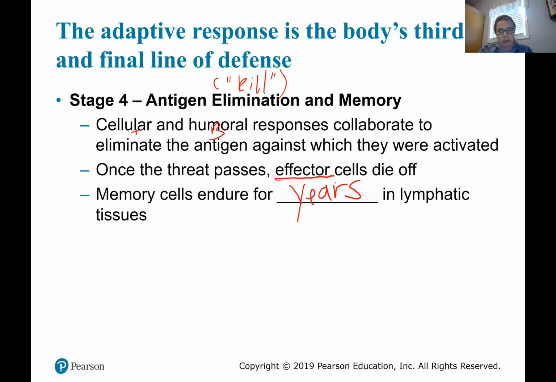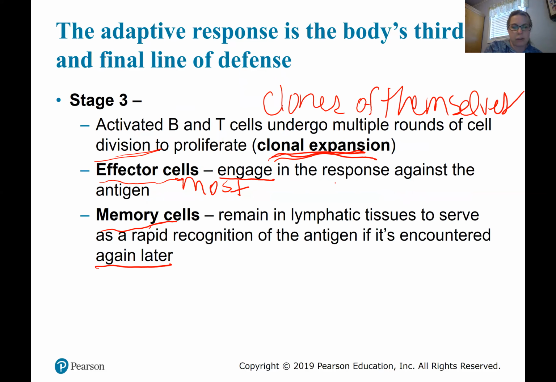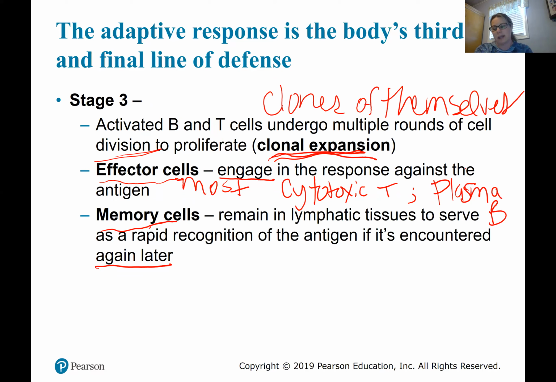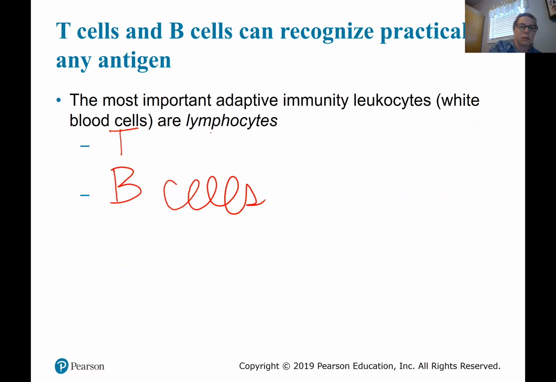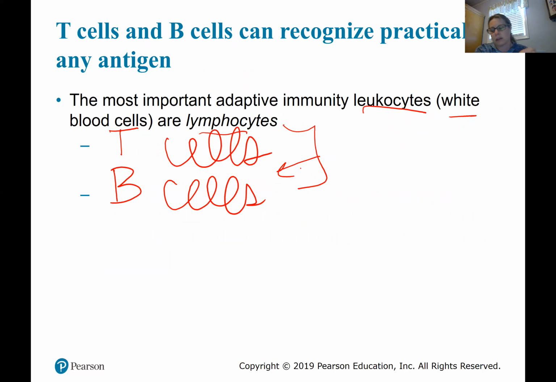Okay, oops, I wanted to come up here too. Back up one slide. Effector cells are going to be what we call cytotoxic T cells, or sometimes called killer T cells, and then also what we call plasma B cells. Okay, those are the two main types of effector cells in the adaptive immunity: cytotoxic T and plasma B cells. Okay, so we've talked about the lymphocytes, the T and the B cells. And remember, leukocytes are white blood cells. Lymphocytes are these T and B cells.